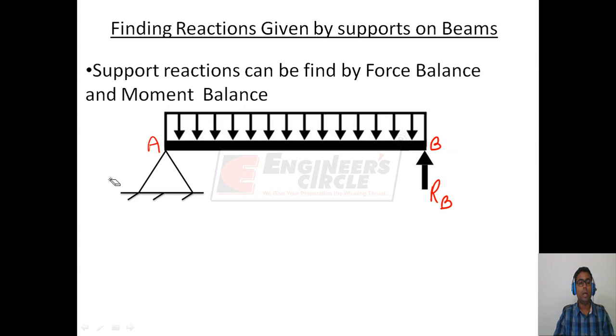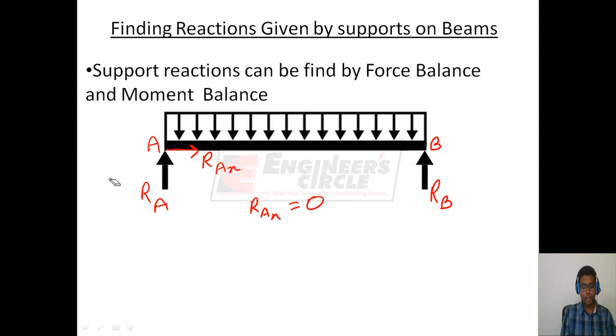Similarly, a simple support at end A can be replaced by a vertical reaction at A, because a simple support also does not give any moment reaction. So we replace this by a vertical reaction RA. The horizontal reaction RAX is not useful, because RAX must equal 0, since the net force on this beam in the X direction is RAX, and the beam is not moving in the X direction.